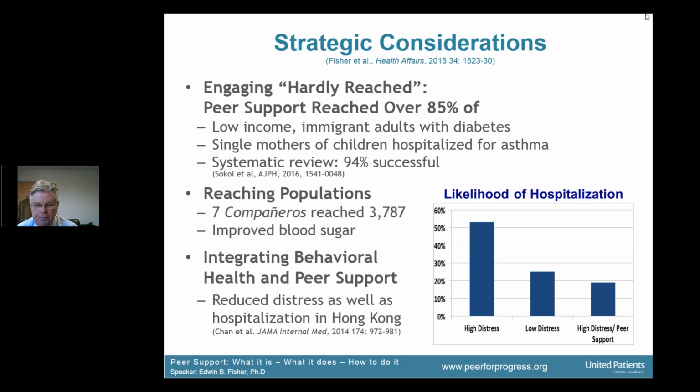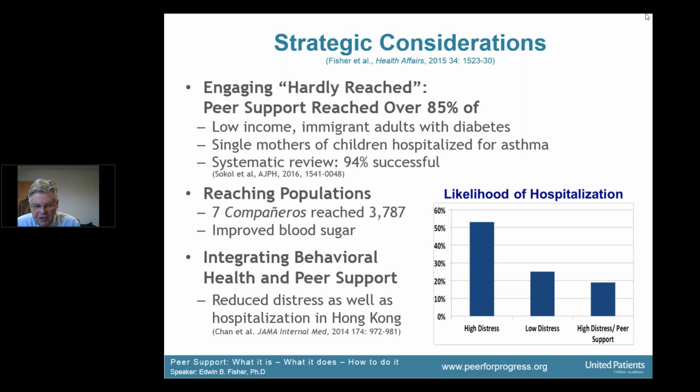We've also shown that peer support reaches populations. In a project in Chicago, 7 compañeros, as they were called, reached 3,787 adults with diabetes and improved their blood sugar. And another major advantage of peer support is that it improves behavioral health.